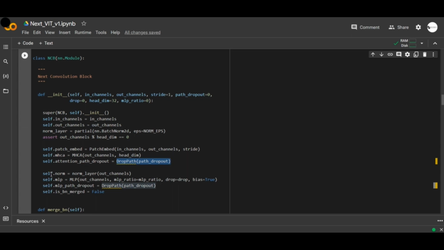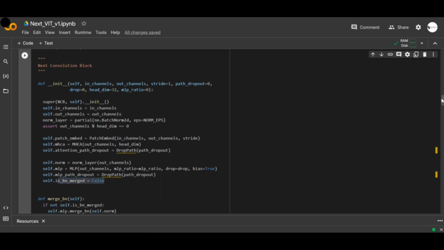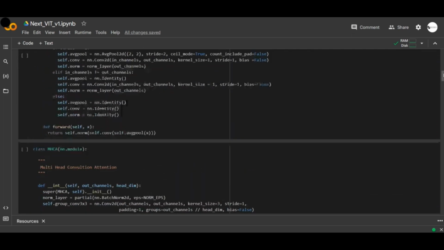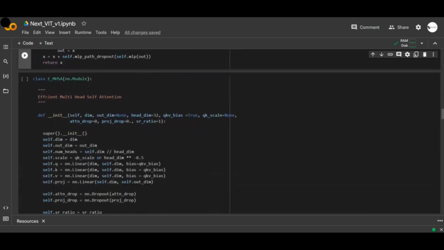Then we have the batch normalization. We apply the batch normalization before the multi-layer perceptron, which is also known as a channel multi-layer perceptron. Then we have this function, is batch meshed. So I think this is a flag to check if batch normalization and multi-layer perceptron have been meshed or not. But pretty much here, next convolution is just the stack of these things that we just explained above. So yeah, I'll say that's what it does.